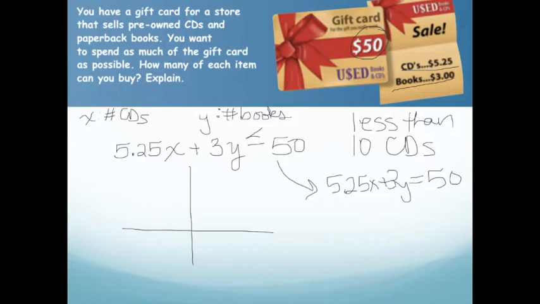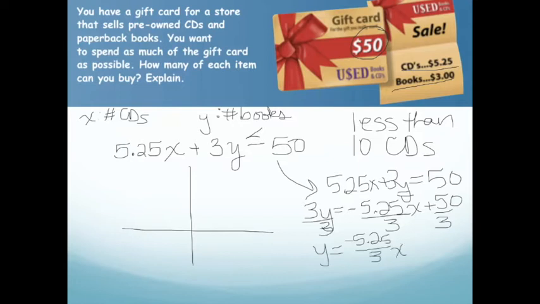I could buy one CD and one book. That would definitely be under $50, but that's not using the most of my gift card, okay? So let's practice. If I wanted to graph this line, I want to solve for y. So I would say 3y equals minus 5.25x plus 50 by subtracting from both sides. And then I want to divide by 3 on both sides. So y equals negative 5.25 over 3x plus 50 over 3.